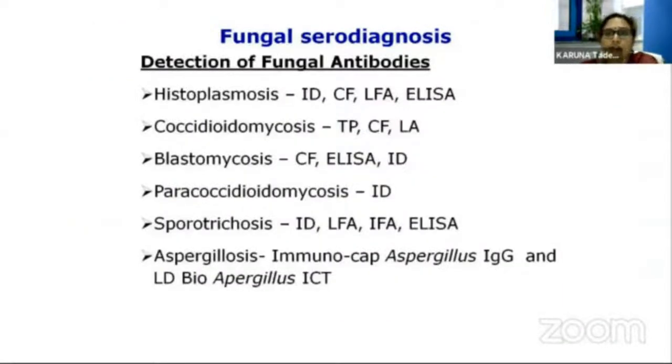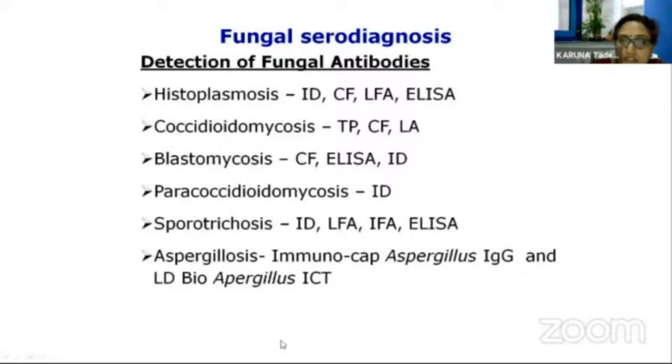If you look at fungal serodiagnosis, we can detect fungal antibodies and we can detect antigens. Fungal antibodies have been predominantly important for endemic mycoses, as we have understood: histoplasmosis, coccidioidomycosis, blastomycosis, paracoccidioidomycosis and sporotrichosis. In these conditions, there has been a significant role of fungal antibodies. There are different techniques for fungal antibody detection, like immunodiffusion, complement fixation, lateral flow assay, ELISA. So there are a lot of methods.